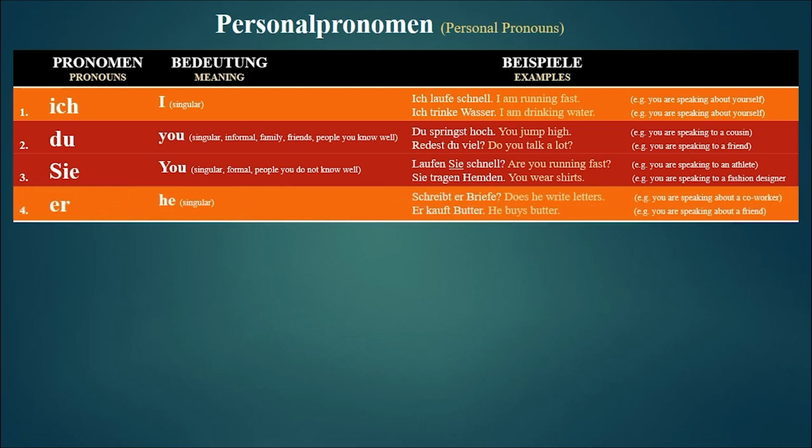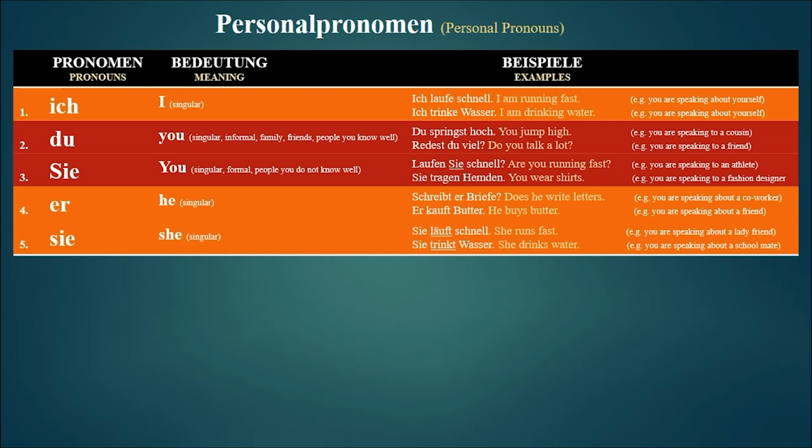Let's move on. At number 4, we have er, and the meaning of er is he. We have examples here. Schreibt er Briefe? Does he write letters? Probably you were speaking about a co-worker. Or: er kauft Butter. He buys butter. And you are speaking to or about a friend. So er stands for he, singular, referring to one person.